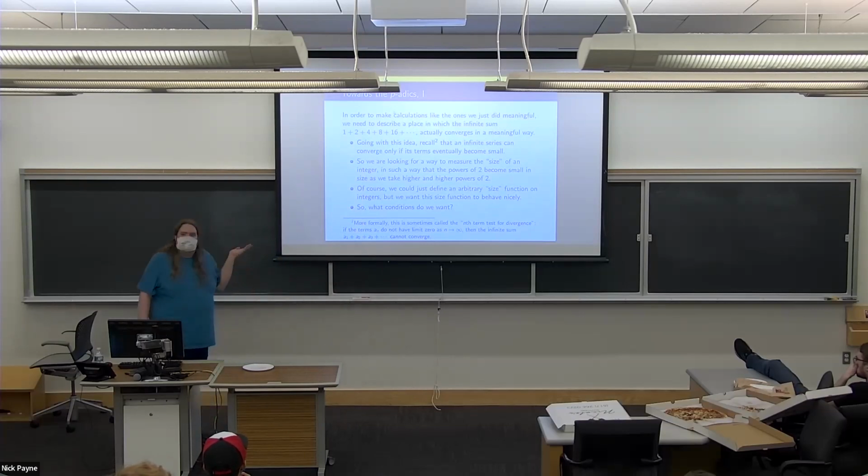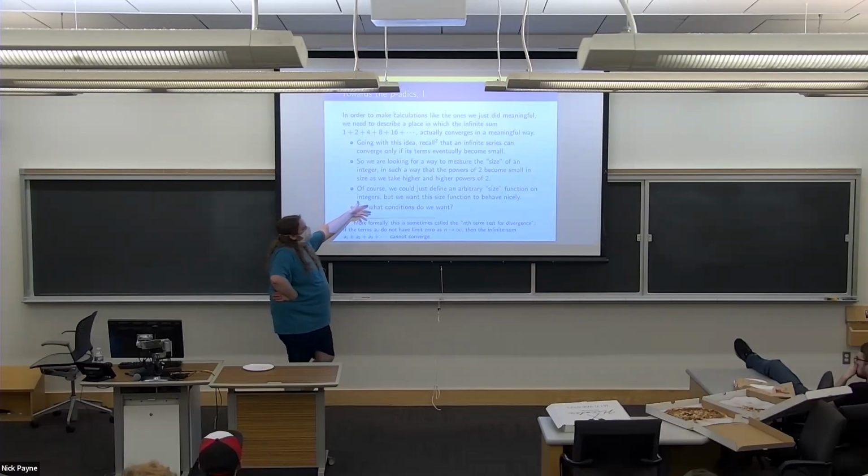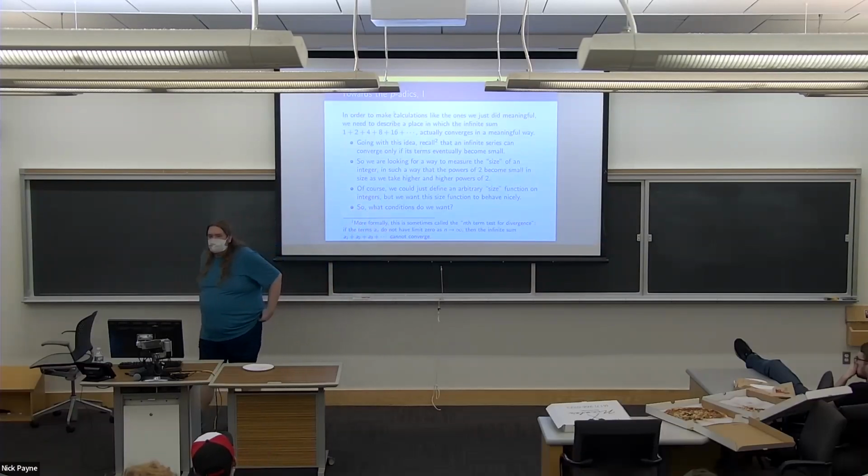Now, how could I make this work? Well, I could just define some stupid size function on the integers such that the size of 2 to the n is, I don't know, 1 over 2 to the n or something. And then, great, now the powers of 2 have small size, so I can just add them up and it converges. But if I just do some stupid function, why would I expect this to make any sense? Whatever the size function telling me how big an integer is, I want it to have some nice properties. Otherwise, there's no point to it.